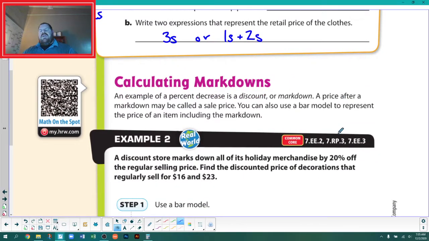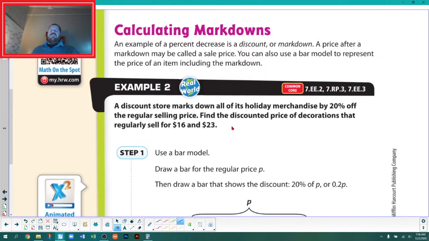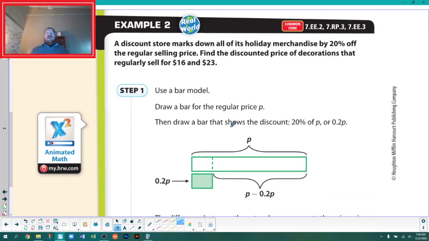Okay, the next thing is talking about calculating markdowns. An example of a percent decrease is a discount or a markdown. Okay? And I hate to break it to anybody, but even on discounts, the company is still, most of the time, going to make money on that item. They're going to make a profit. So it's still going to be higher than what they bought it for. Okay. A price after a markdown is called the sale price. You can also use a bar model to represent the price of an item, including the markdown. So let's see how they use a bar model on this.